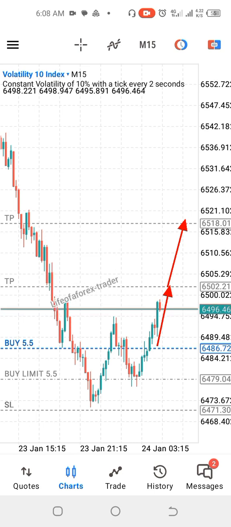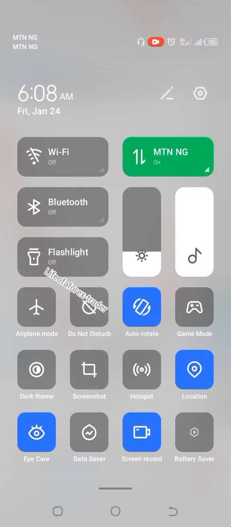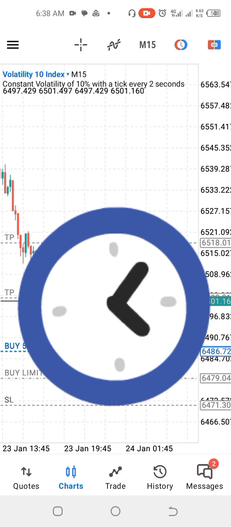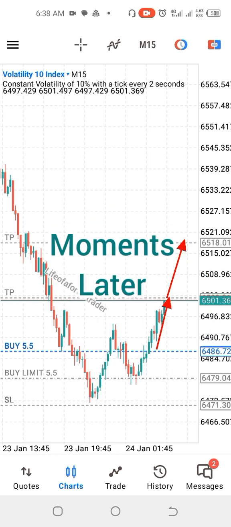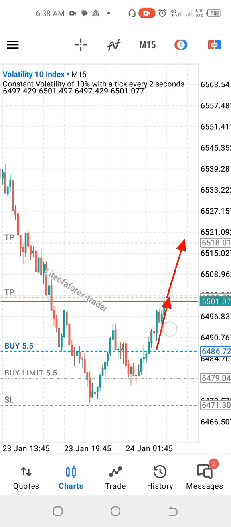Mind you, all of this process wouldn't just happen within the snap of a finger. It takes time before it happens. Let's see what happens moments later. You can see price is in a very deep profit, almost at TP.